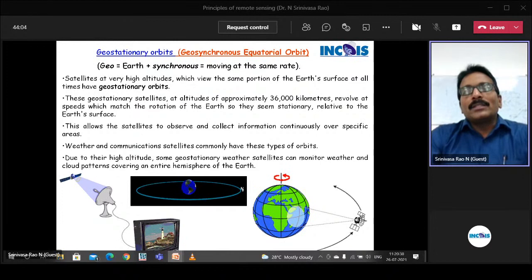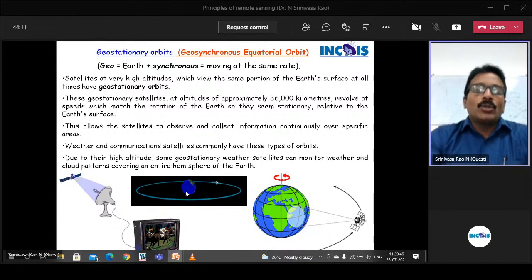So what kind of satellites are we placing in a geostationary orbit? Normally we place two kinds of satellites. One is weather satellites, and the second is communication satellites.